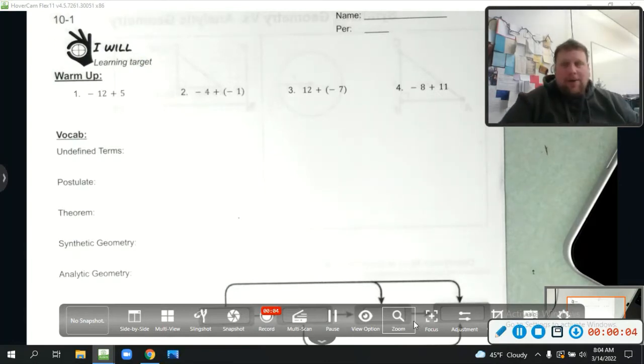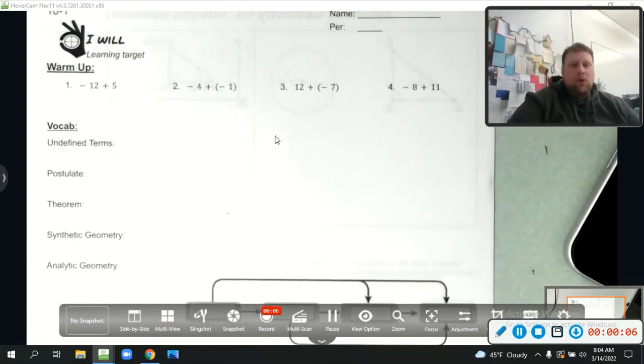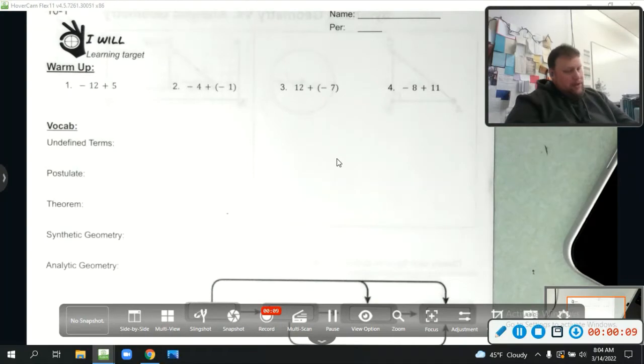Kids. Whoop, whoop. All right, so this is today's warm-up. Take a minute, look through it. It's just integer addition. And today's learning target is I will analyze axiomatic systems and identify types of geometry. Don't worry, it should be above in the comments on the paper.